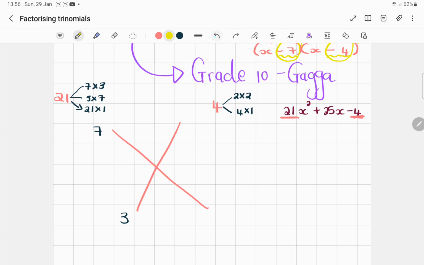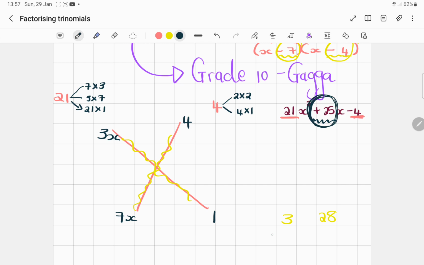So I'm going to swap the 7 and the 3 to 3 and 7x, and I'm going to make it, oh sorry, not 7, 4 and 1. So let's test it. 3 times 1 is 3. 7 times 4 is 28. Oh yes, thank goodness. All right, because 28 minus 3 will give you that positive 25. So very important, we have to get that middle term, positive 25.